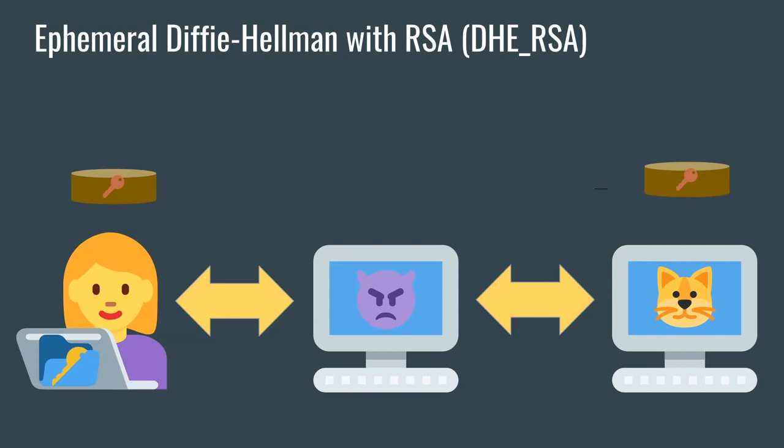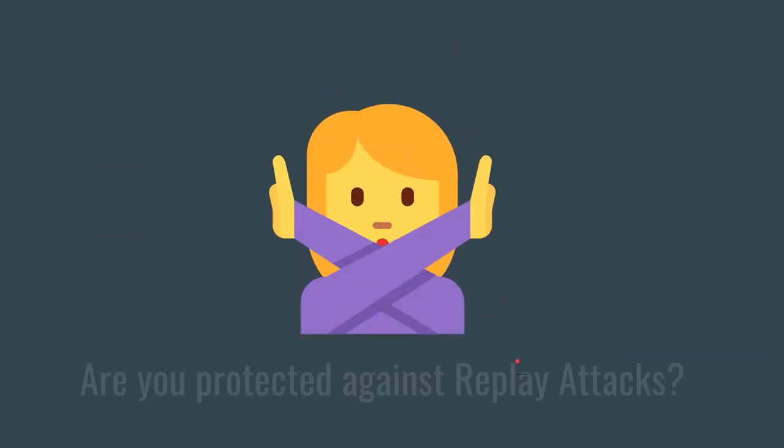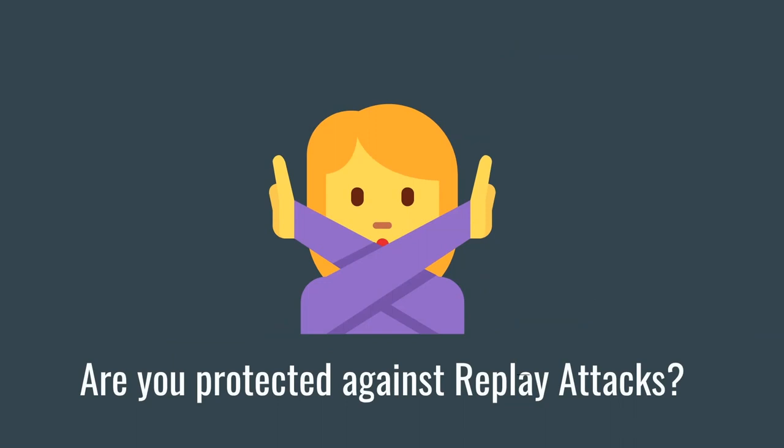So if the server's private key were leaked in this setup, because the symmetric key is derived from these ephemeral Diffie-Hellman params, the attacker in the middle would not be able to decrypt any past conversations. So it seems like a nice improvement. However, there's another type of attack we are still unprotected against, and this is called a replay attack.